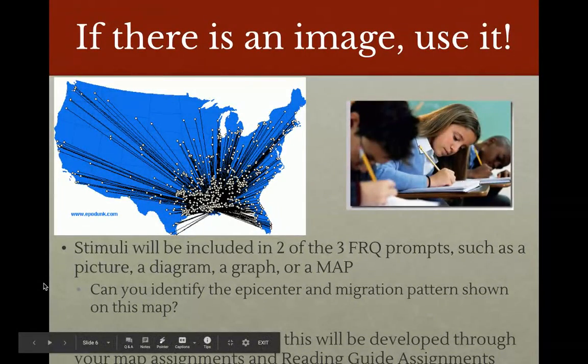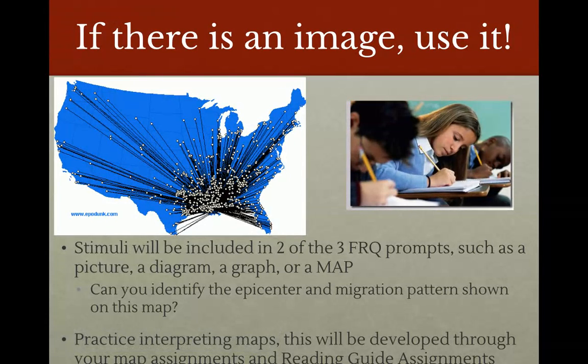When we're looking at images, keep in mind stimuli will be in 2 of the 3 FRQ prompts. And these images can be pictures, diagrams, graphs, maps, different types of maps. As we learned in the last unit, isoline maps, cartogram maps, choropleth maps, symbolic maps, thematic maps. All those can be images found on FRQs. For instance, in this particular map, here we see a flow chart of epicenter or migration patterns in the United States. So we can see that the migration patterns have the largest concentration in the south, and we can see movement to greater parts of the U.S.